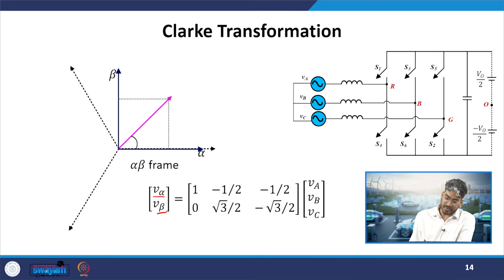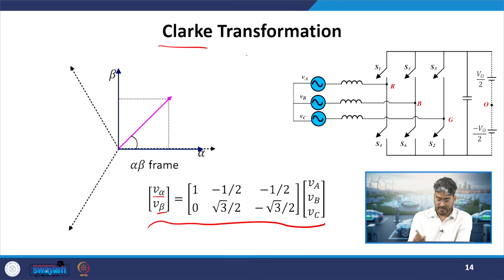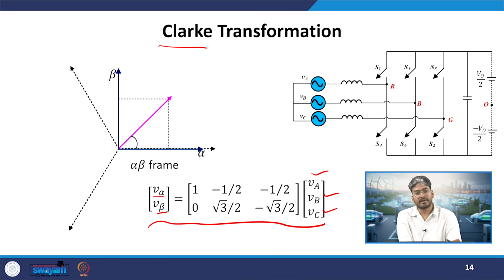So here in matrix form, this alpha beta transformation is called the Clarke transformation. This is the matrix for that. In this, I will be replacing my VA, VB, VC, and I will find two orthogonal components, or two quadrature components, which are independent from each other, but they are still AC quantities because they are variable in nature; their instantaneous value will change based on omega t.